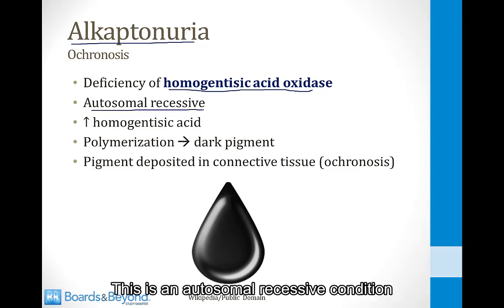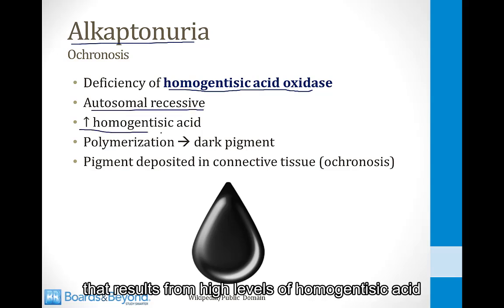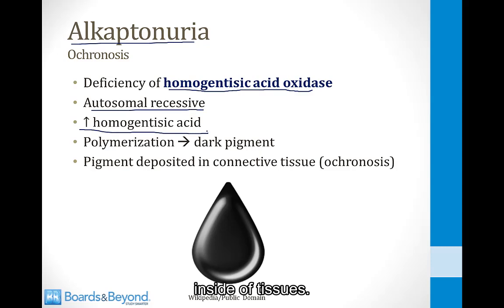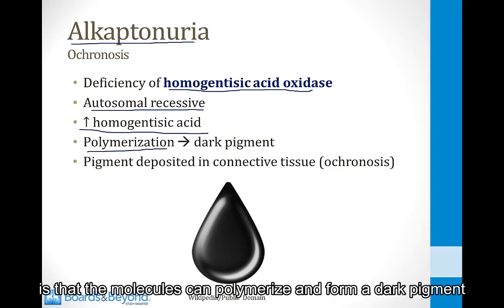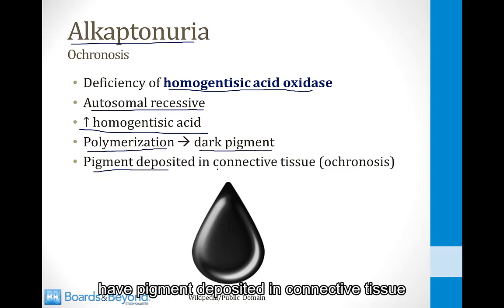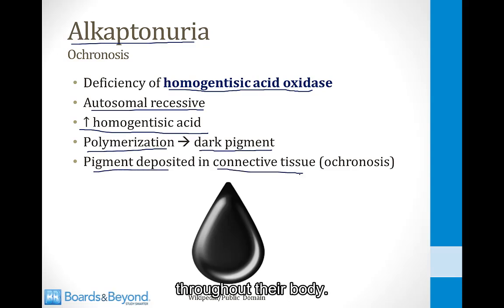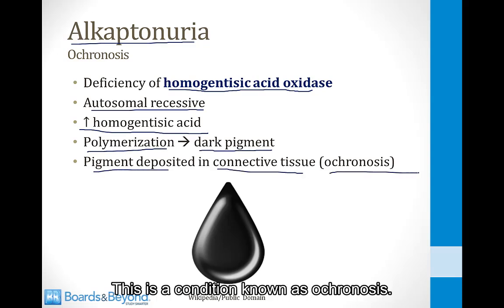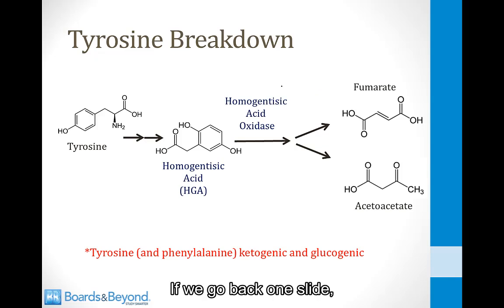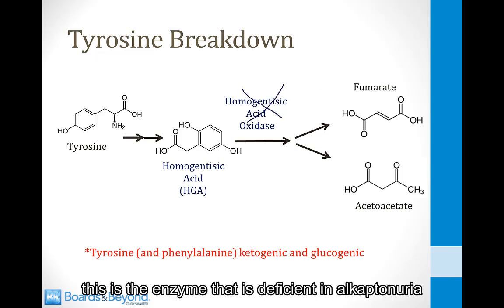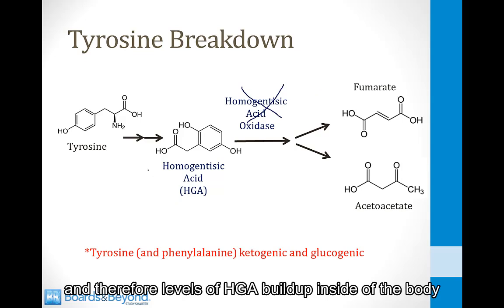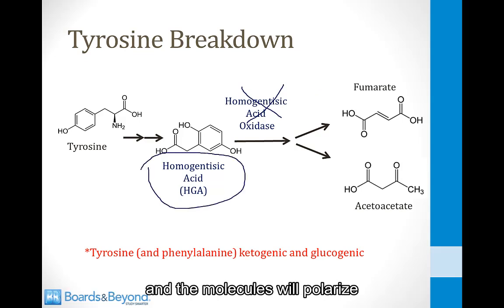This is an autosomal recessive condition that results from high levels of homogentisic acid inside of tissues. The problem with high levels of HGA is that the molecules can polymerize and form a dark pigment. So people with this condition have pigment deposited in connective tissue throughout their body. This is a condition known as ochronosis. If we go back one slide, this is the enzyme that is deficient in alkaptonuria, and therefore levels of HGA build up inside of the body and the molecules will polymerize, leading to the formation of dark pigment.